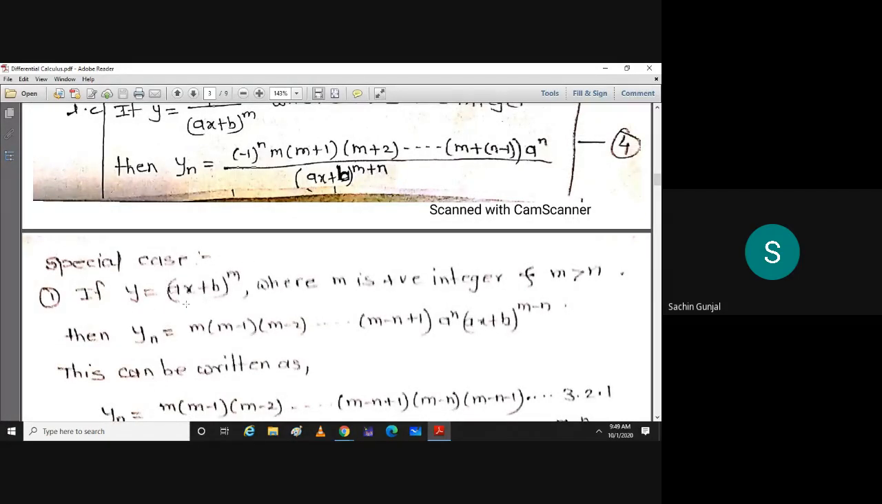Secondly, if y is equal to ax plus b raised to m, and m is a positive integer, that means if you consider particularly 2x plus 3 raised to 5, and m is greater than n. I'll explain why this condition is there. If my function is 2x plus 3 raised to 5 and I am finding its 7th derivative, what will it be?